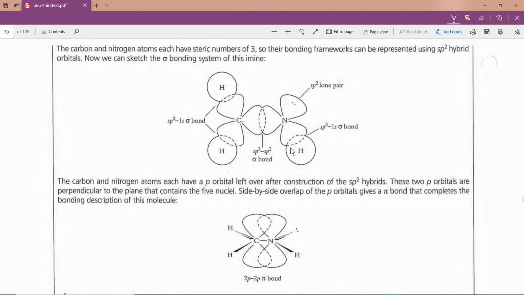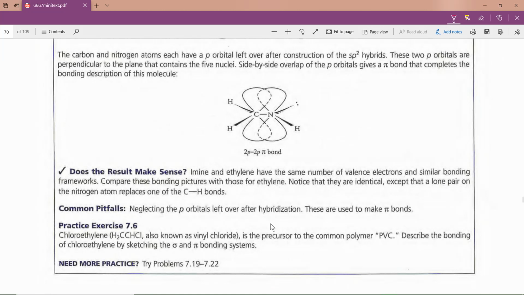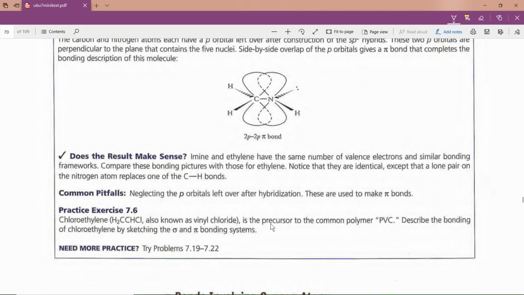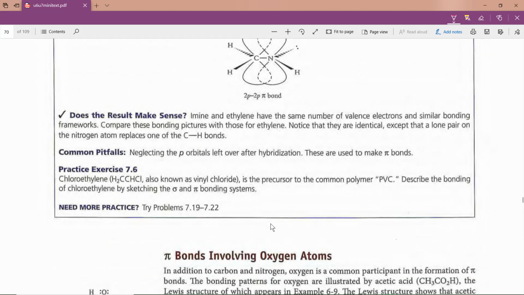Side-by-side overlap with the p orbitals gives the pi bond that completes the bonding description. Okay, so you have a pi bond, and that takes care of that. Chloroethylene, I'm not going to bother with that. I mean, it's just ethene, but you got a chlorine instead of a hydrogen.